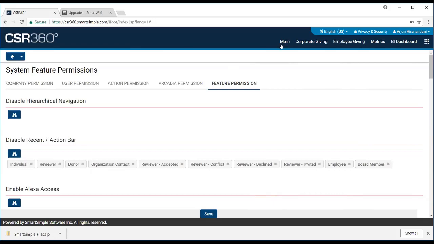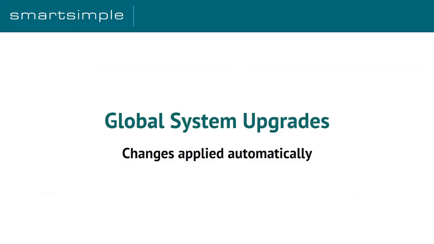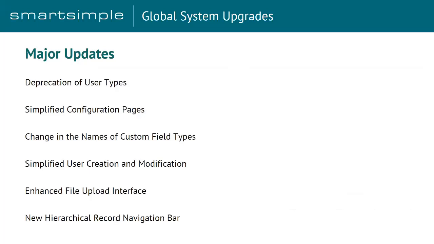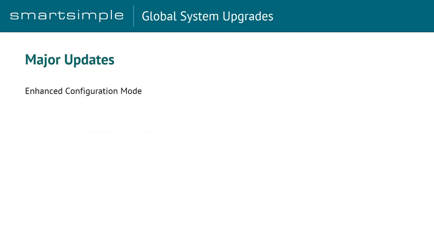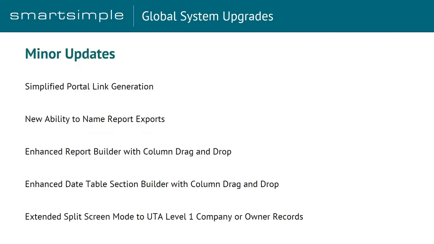Now moving forward to our minor upgrades. So if I go back quickly to my presentation, we discussed deprecation of user types, we discussed simplified configuration pages, I showed you the wiki article and the way we can now create custom fields because the names are changed. I also displayed simplified user creation and modification. We discussed the file upload interface, the new hierarchy record navigation bar and the configuration mode. Moving forward, we do have some minor updates as well. So let's go back to our system and discuss the minor updates.